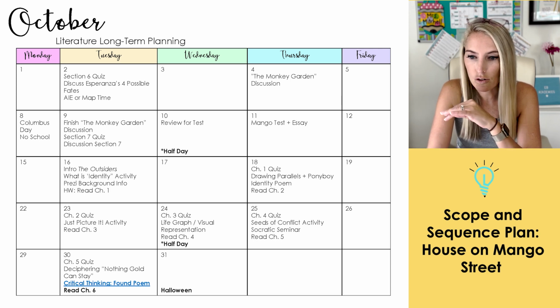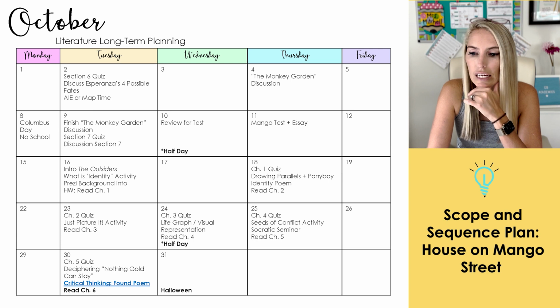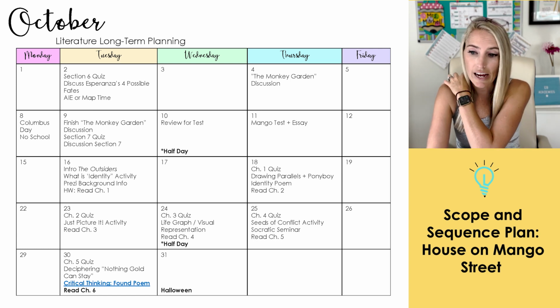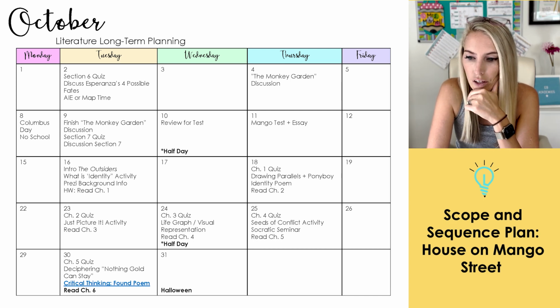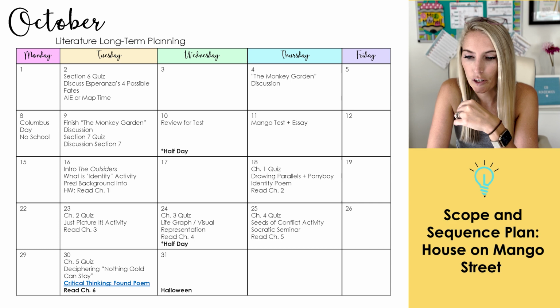So having a schedule, long-term planning, your scope and sequence, whatever it is that you want to call it, is immensely helpful for ensuring that you stay on task. So I can share my long range plans for my 8th graders with you in the section where you're watching this, so that you can go ahead and download that for yourself as well.